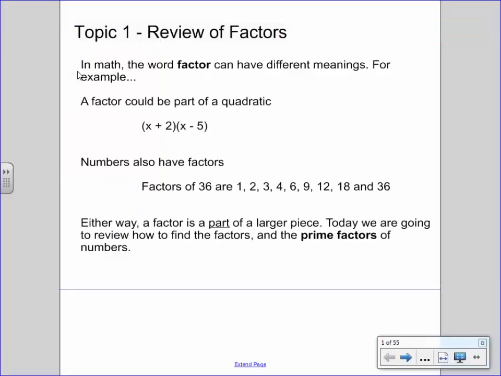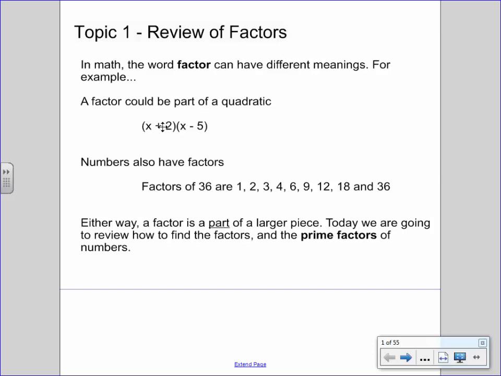Okay, so today's topic, we're actually going to review Math 10C. Before we go on, we're going to review factoring, but a different kind of factoring. I have listed on this slide here one way that you've learned to factor, which is how to factor a quadratic. And really, factoring means break things up into its parts.